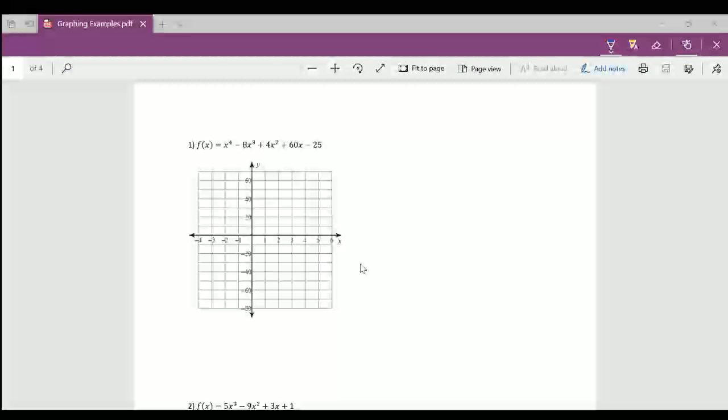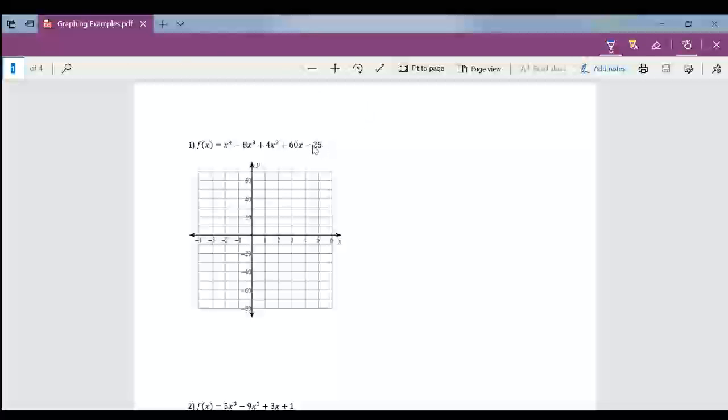Hey guys, so I was asked to do a few more examples, so I've got 4 of them here for you guys to look at. Now, I wrote these problems a while ago, so I actually don't even remember what the zeros are off the top of my head, so I'm going to be approaching it from about the same place that you would be, okay?